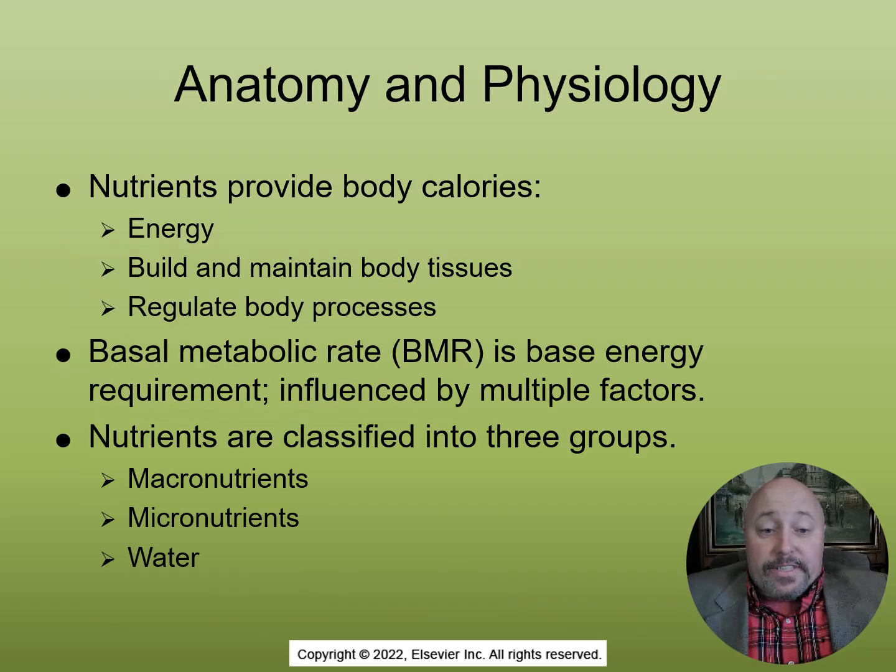When it comes to anatomy and physiology, we're looking at nutrients to provide the body's calories, provide energy, build and maintain body tissues, and regulate body processes. The basal metabolic rate is the base energy requirement, the minimum calorie requirement a patient needs to just function. But this can greatly increase in the case of working hard. Increased output requires increased intake of calories. We're also going to talk deeply about nutrients, such as macronutrients, micronutrients, vitamins, minerals, and water.